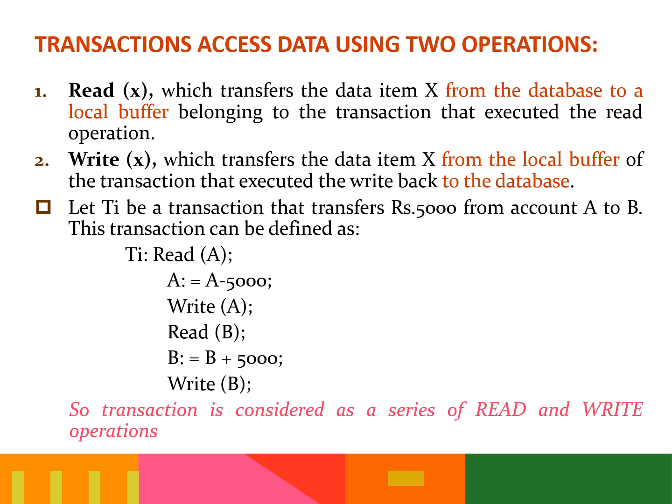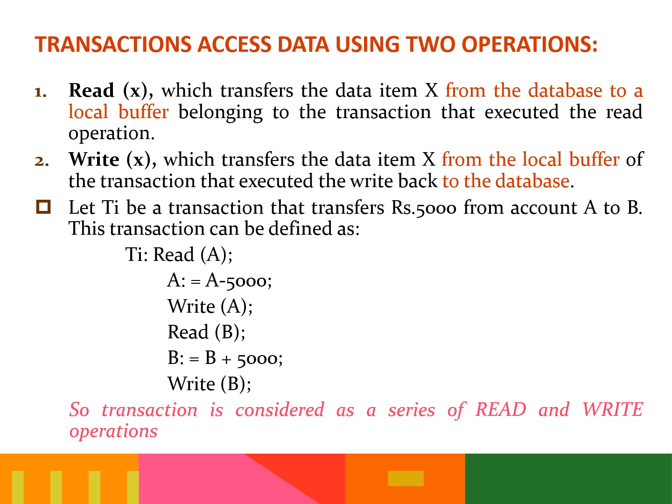Fine. Let TI be a transaction that transfers rupees 5,000 from account A to B. This transaction can be defined as follows. The first operation is reading the account of A, read of A. Then from the account of A, we are going to withdraw rupees 5,000, so A is equal to A minus 5,000, and we update it, write of A. So from the account A, we took 5,000.